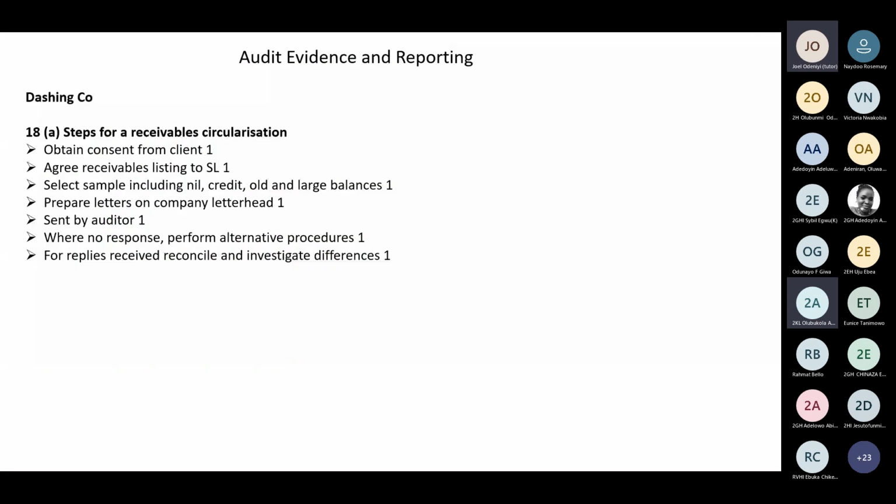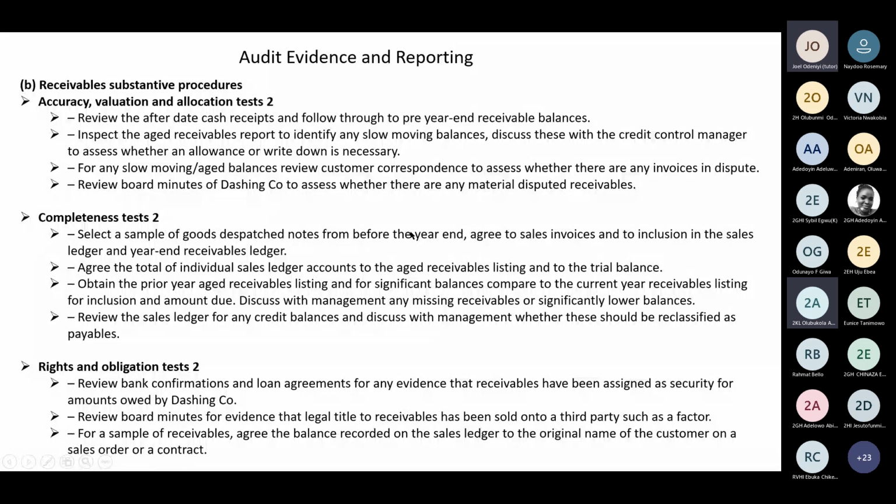Okay. So now under accuracy, you could review after-date cash received and follow through to pre-year-end receivables balances. So now this procedure is testing the receivables balances at the end, and this is very good for valuation. What you're doing is reviewing post-year-end. When we say after-date cash received, we're saying post-year-end cash received. We'll check payments that are received into the bank statement post-year-end. We'll now trace them back to the receivables balances at the end and confirm it is included.